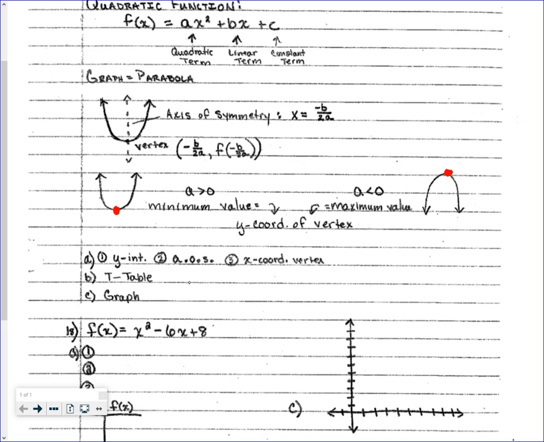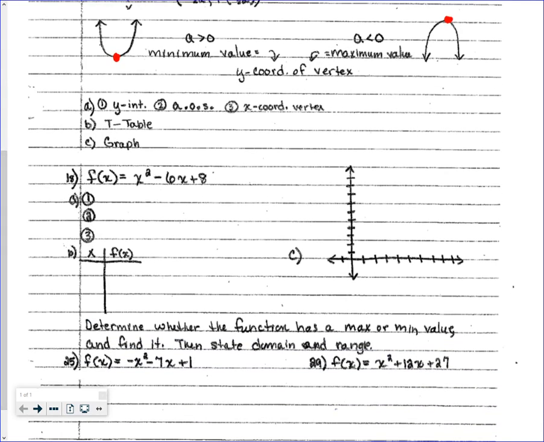So in order to do these, you can find your y-intercept, right? To find y, you set x equal to 0, okay? And then you find your AOS, that's that x equals negative b over 2a formula. That is your x-coordinate of the vertex. You plug it back in to find the y of your vertex. And then we do a t-table and we graph it, okay?